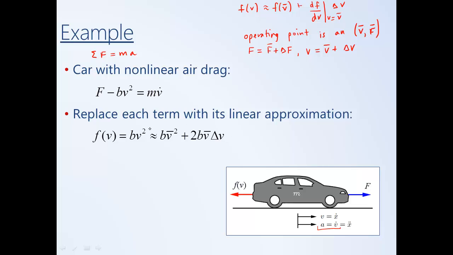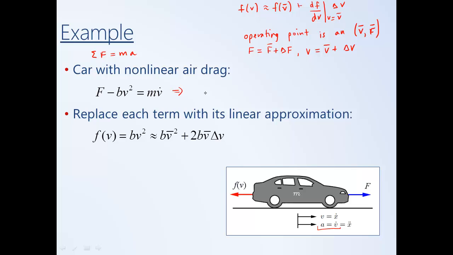So this has the form above here. So this is f of v bar. This is the function at v bar. This is the derivative evaluated at v bar. So df, dv, you bring the 2 down and you subtract 1 off the exponent. So the derivative of this is 2 times b times v, evaluated at v bar, and then multiplied by delta v. So we replace this term by this term, and we replace the f and the m v dot by these terms.